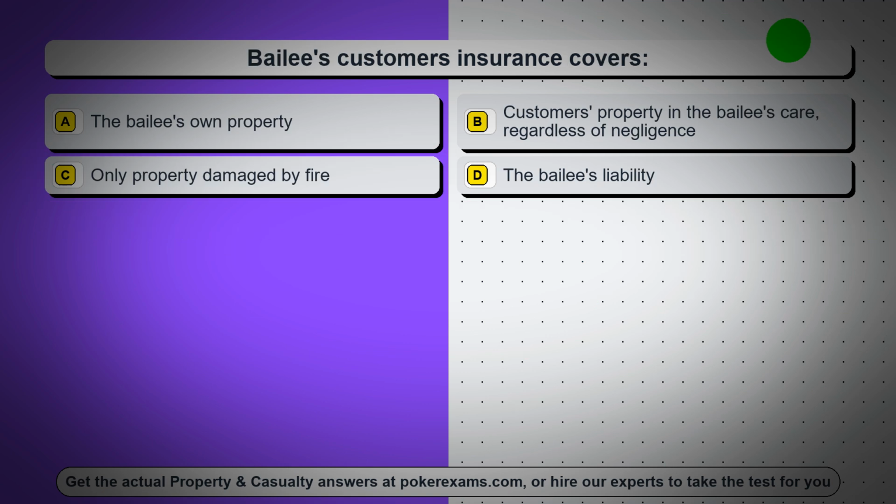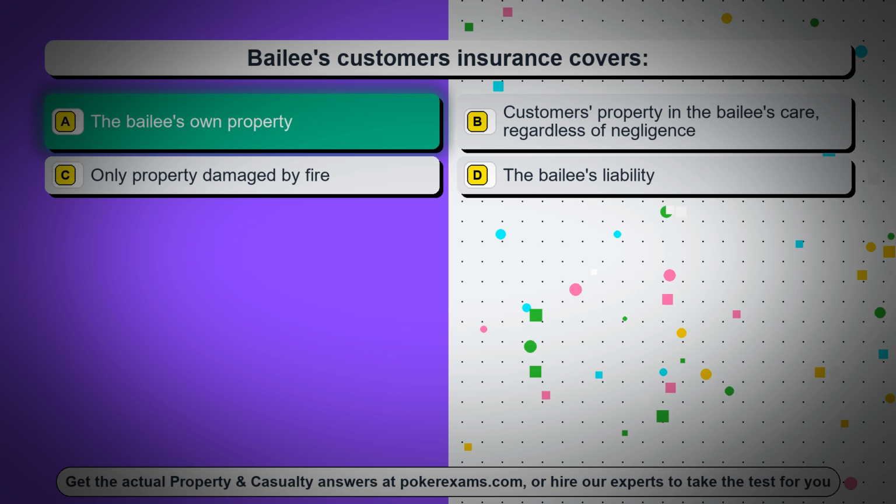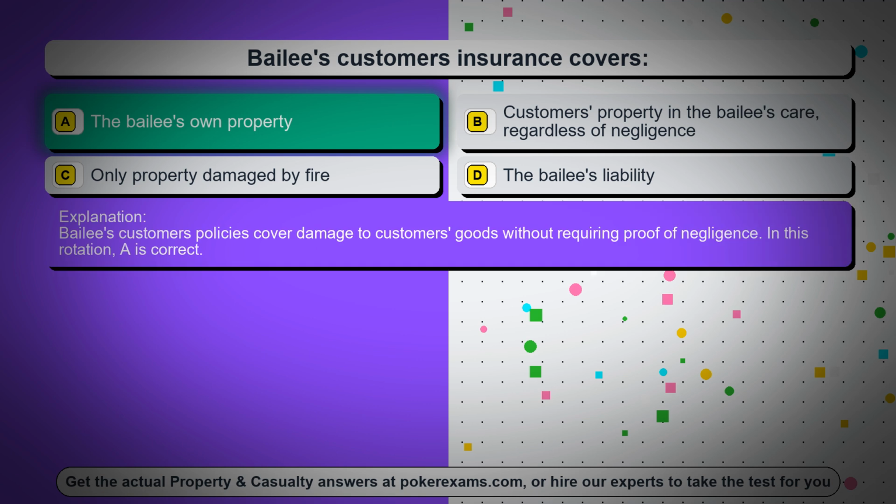Question 89. Bailee's customers insurance covers: Option A, the bailee's own property. Option B, customer's property in the bailee's care, regardless of negligence. Option C, only property damage by fire. Option D, the bailee's liability. The correct answer is option A, the bailee's own property. Bailee's customers' policies cover damage to customers' goods without requiring proof of negligence. In this rotation, A is correct.